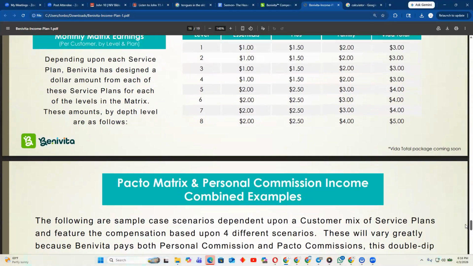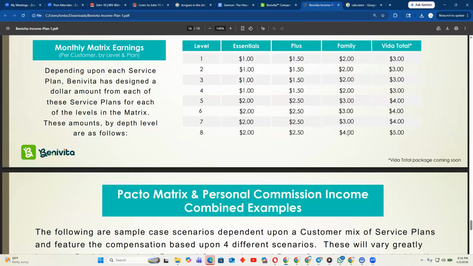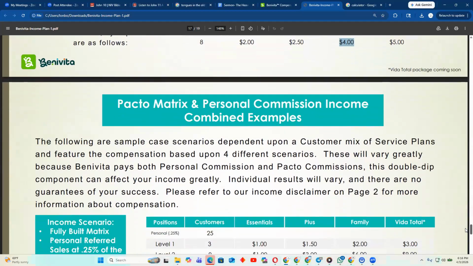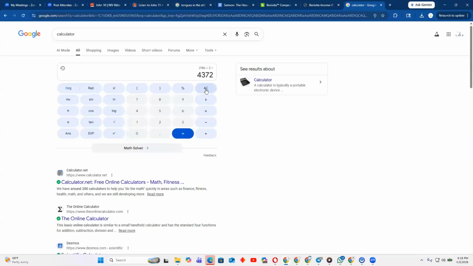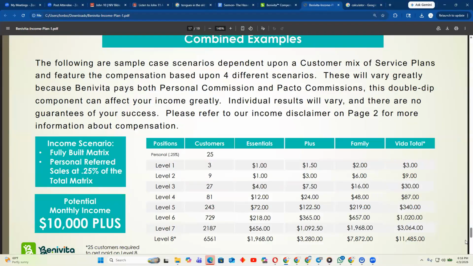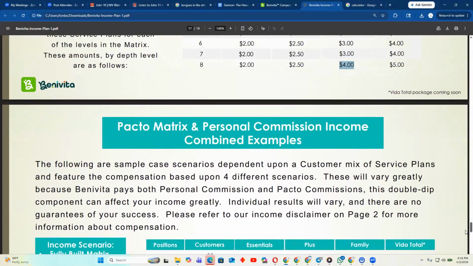I want to show you guys what $4 would look like on a family pack. Let's say we got, which probably isn't going to happen, you might have about half of these people that are family. So let's just say $4 on the 8th level, and let's just see what that scenario would run us. 6561, $4. 6561 times 4. And we got $26,000 alone on just that level. So you guys, this thing is paying outrageous amounts of money.